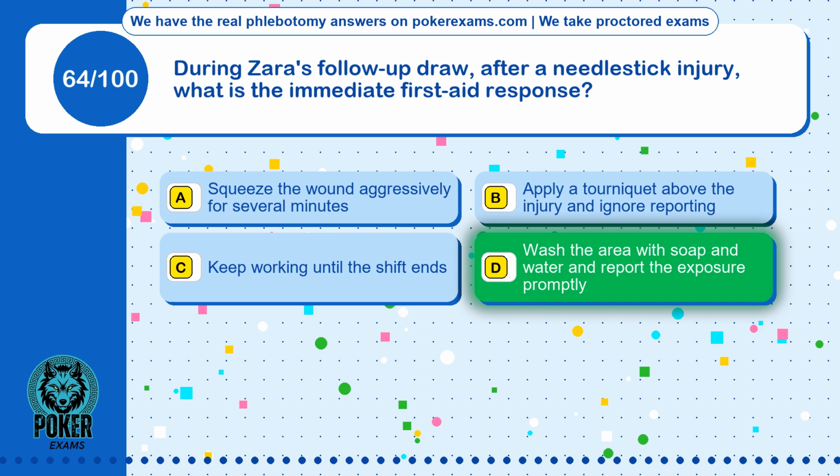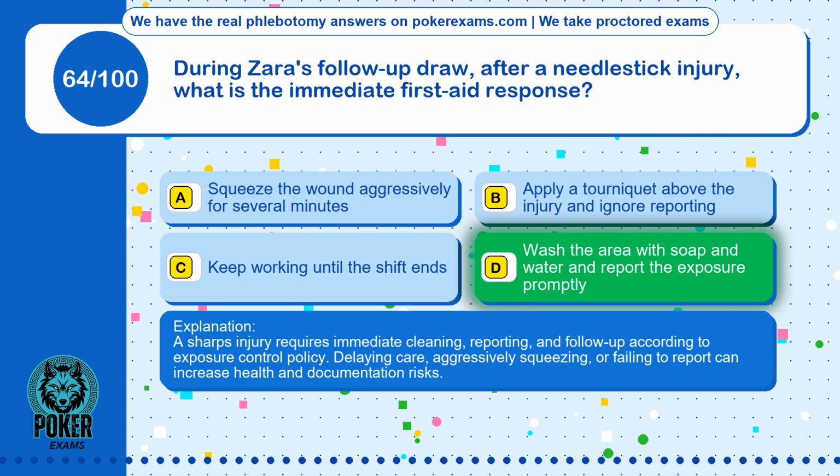The correct answer is option D. Wash the area with soap and water and report the exposure promptly. A sharps injury requires immediate cleaning, reporting, and follow-up according to exposure control policy. Delaying care, aggressively squeezing, or failing to report can increase health and documentation risks.